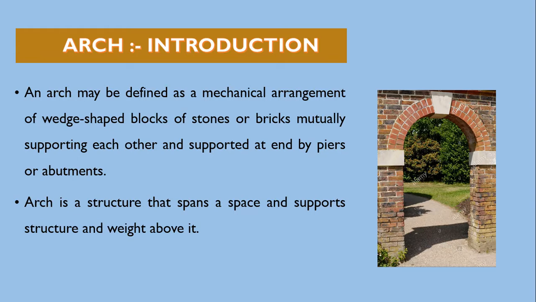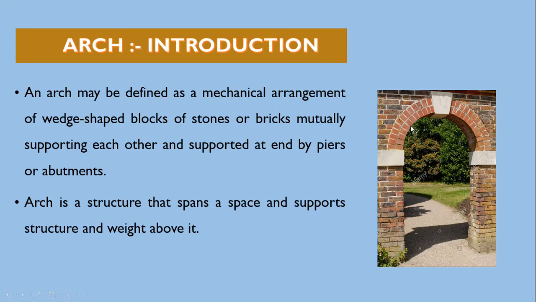So what is an arch? An arch may be defined as a mechanical arrangement of wedge-shaped blocks of stones or bricks mutually supporting each other and supported at the ends by piers or abutments. It is the mechanical arrangement of wedge-shaped blocks. These are called wedge-shaped blocks. They may be of bricks or of stone, depending upon the requirement of the arch, depending upon the architectural elevation.